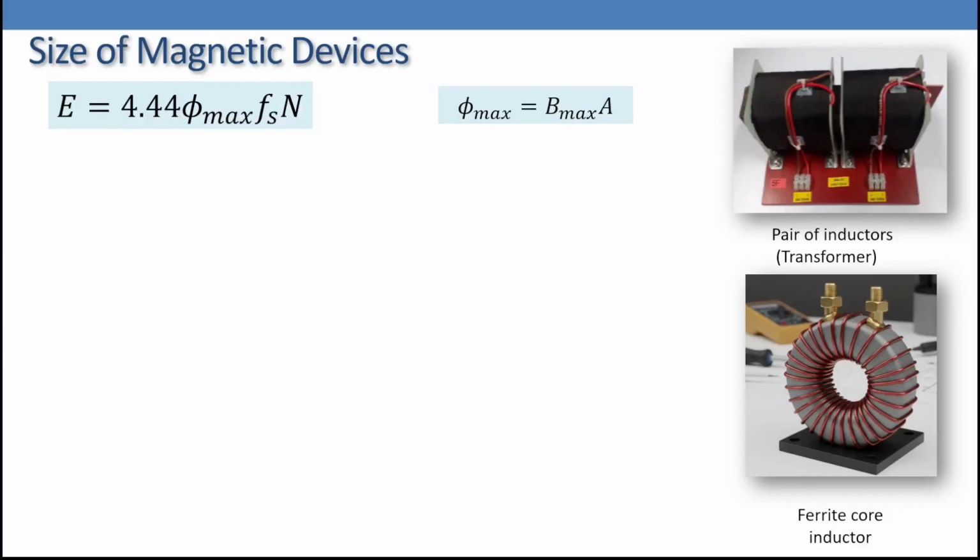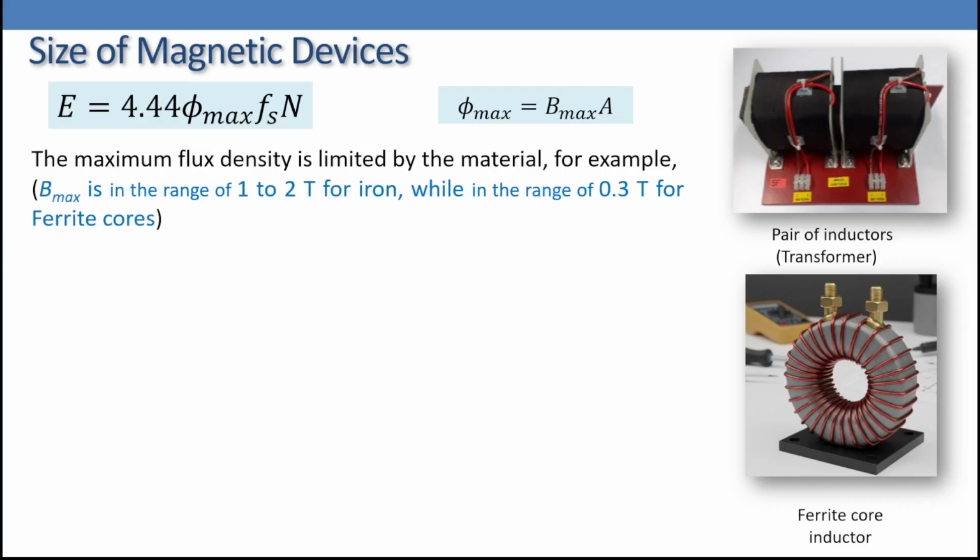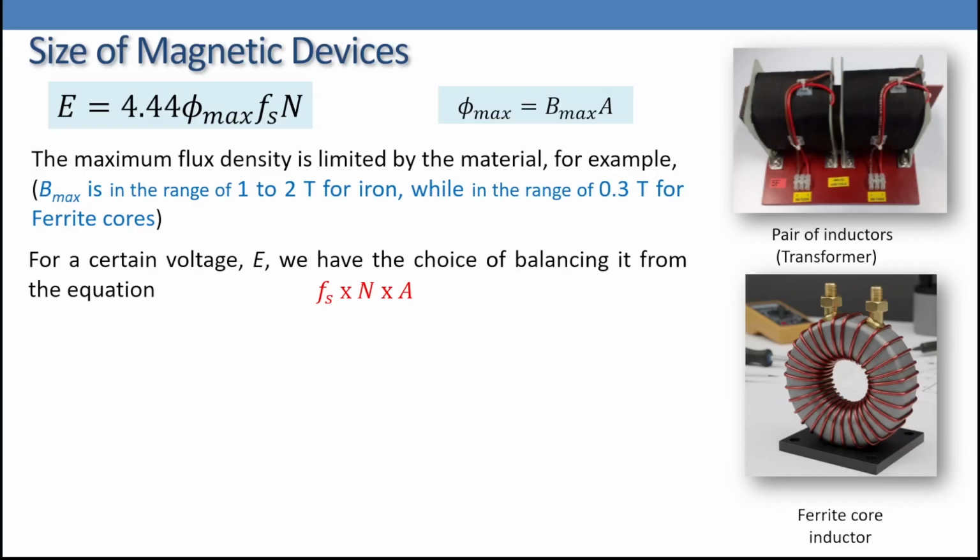Size of magnetic devices. The AC sinusoidal equation E equals 4.44 phi maximum Fn, where phi maximum equals B maximum area, is going to guide the size of things like inductors, transformers, and ferrite cores. So, the maximum flux density is limited by the material. For example, B maximum is in the range of 1 to 2 Tesla for iron or in the range of 0.3 Tesla for ferrite cores. So, for a certain voltage E, RMS value, we have the choice of balancing it from the equation: frequency, number of turns, and area. So, three factors here: frequency, number of turns, and the area of the core.